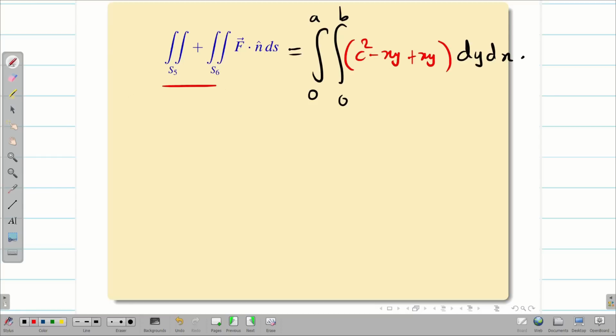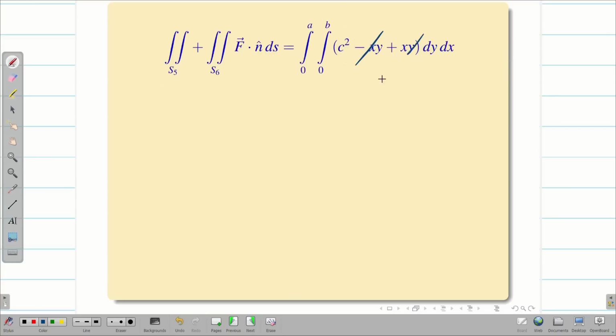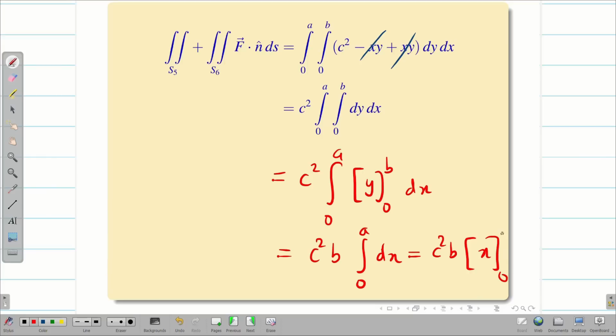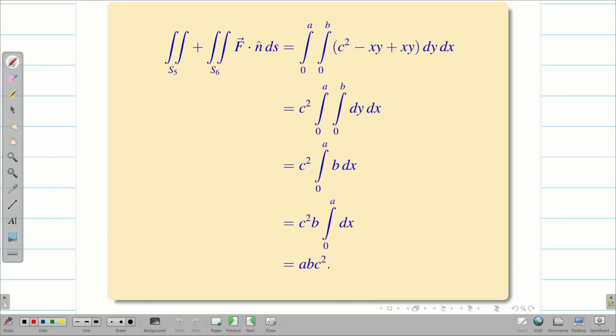I am adding both the surfaces. So minus xy plus xy get cancelled. We'll be having c square alone. Take the c square outside. Now integrating with respect to y, c square integral 0 to a, dy integration is y, integral 0 to b dx. Substituting the limits, we'll be getting c square b integral 0 to a dx. Integrating this, c square b into x 0 to a. Applying the limit, we'll be getting ab c square.